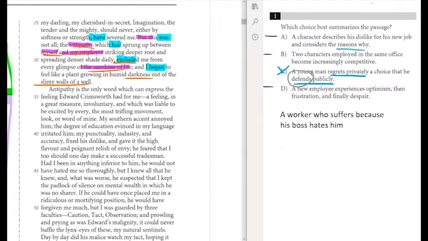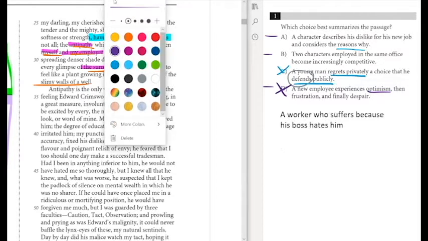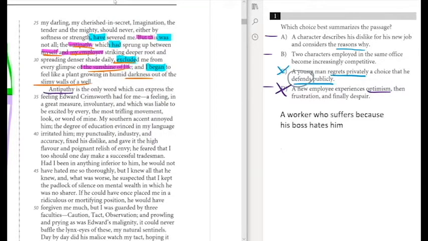B: two characters became increasingly competitive. Maybe we'll leave that alone for now. And D: a new employee experiences optimism, frustration, and despair. Well, the problem with choice D is there's no optimism anywhere in what we just saw. So far we've narrowed out C and D. Notice how long it's taking for us to arrive at the answer here. If we had already done some of the easier questions, we might already be familiar with the place in the passage where they really announce the right answer to us.